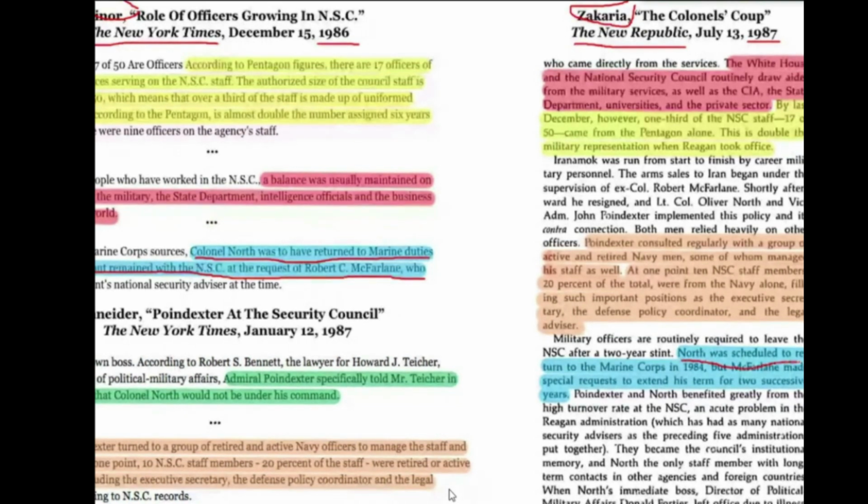Now let us read the same colored text here. North was scheduled to return to the Marine Corps in 1984, but McFarlane made a special request to extend his term for 2 successive years. Which means that they are roughly the same kind of information, and without citing the first author, which is Trainor in the New York Times, Zakaria goes on to use the information in the New Republic. And this is unacceptable, and this is what you call plagiarism, as you have seen in the previous slides.